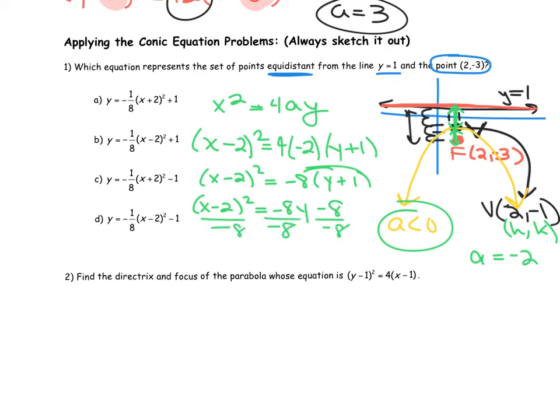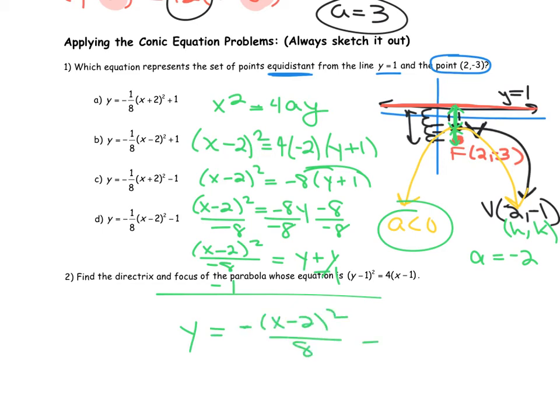So if I rewrite this, I have (x minus 2) squared over -8 is equal to y plus 1. I am going to subtract 1 on both sides. So let me rewrite this, clean this up. We'll have y equals -(x minus 2) squared over 8 minus 1. That's my final answer. And that represents answer choice, drumroll please, D.